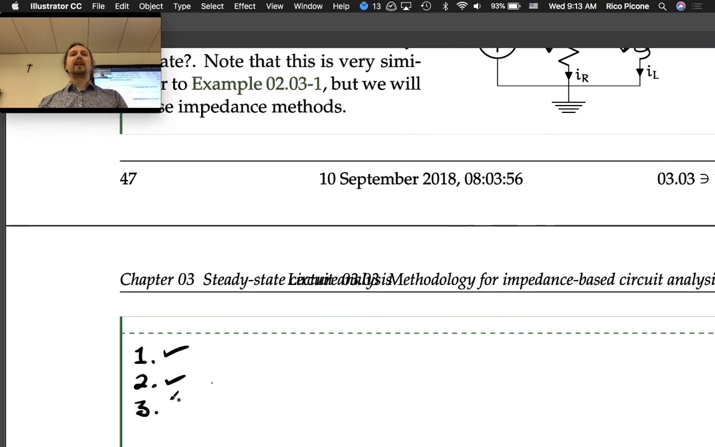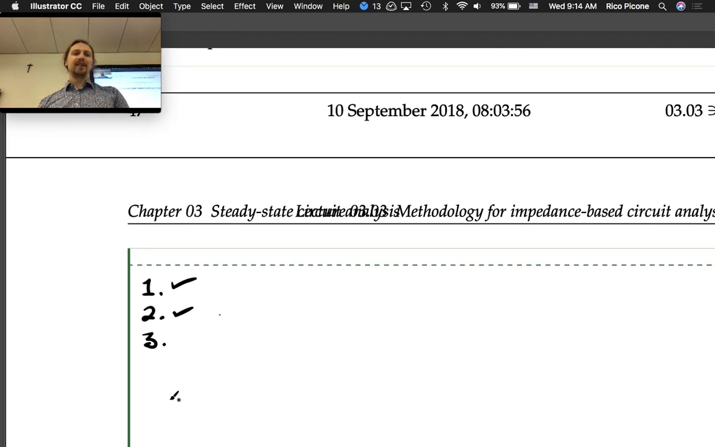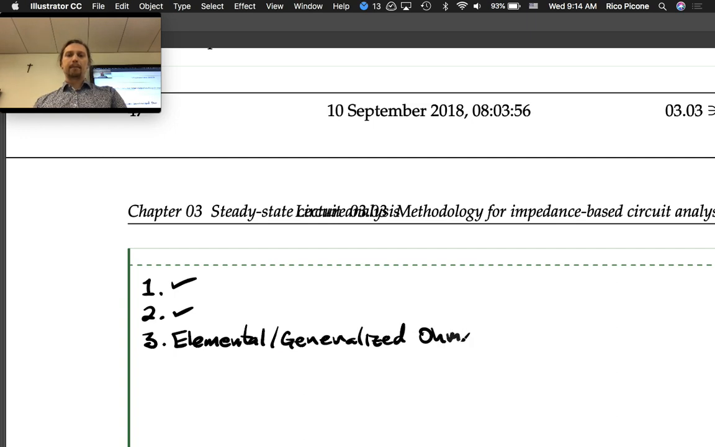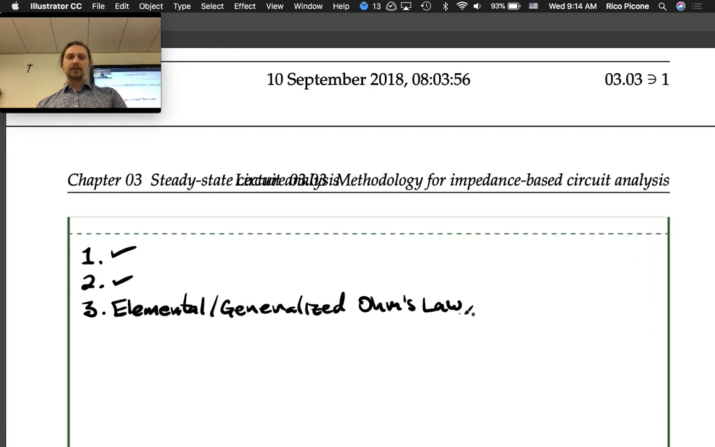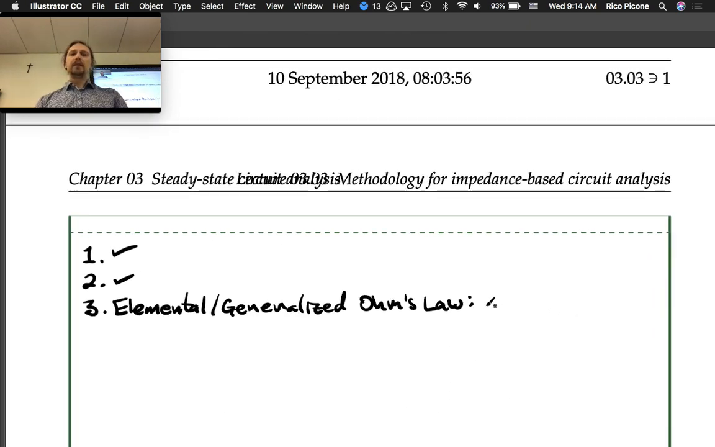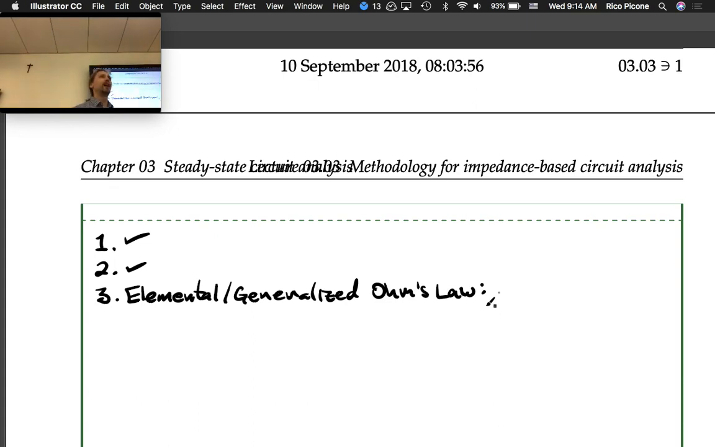Step 3, we've got our elemental equations, but they're just all generalized Ohm's law in this case. So I'll write elemental generalized Ohm's law. So we can do the same thing as before. We have to write one for each element, right? So we might as well just draw a table again.